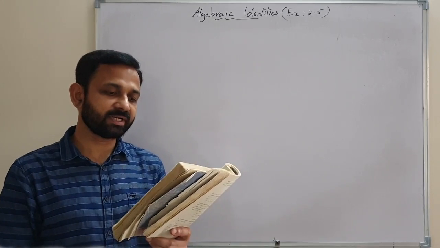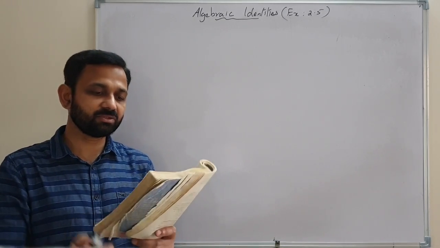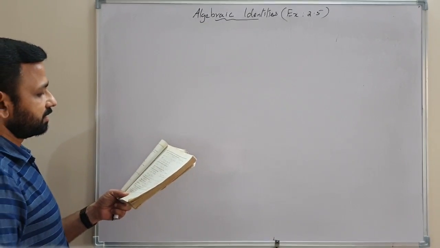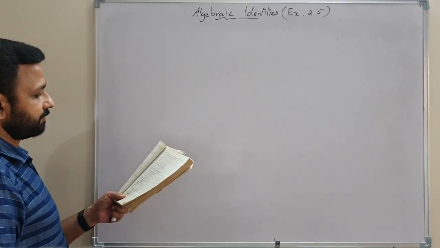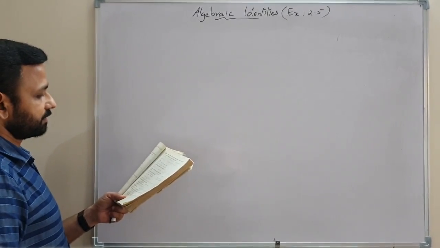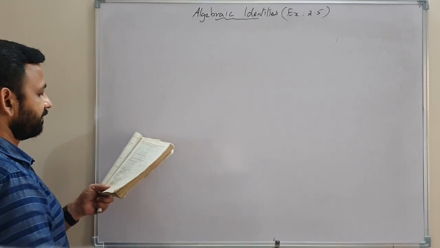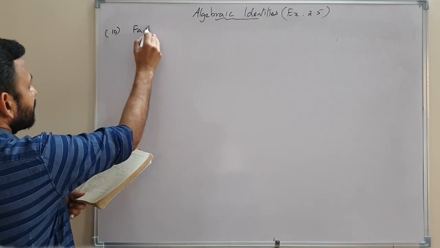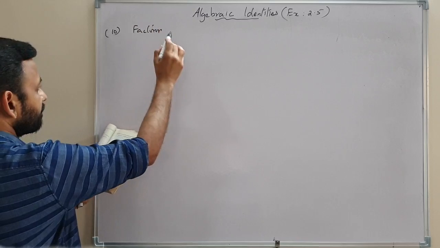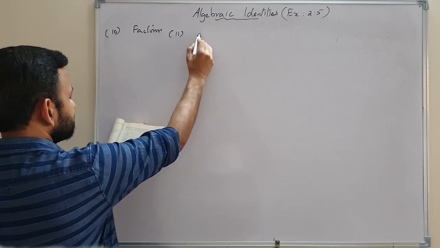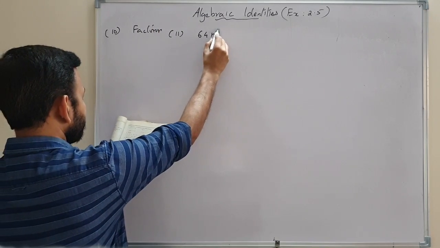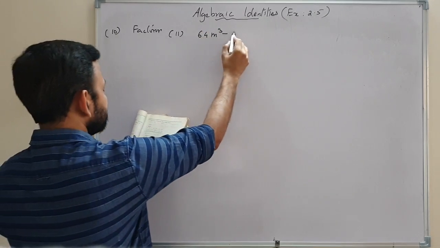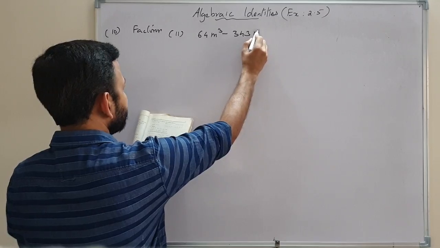Now we can do question number 10. Factorize each of the following. We have 2 parts. We will do the second part. Question number 10, factorize. Second part: 64m cube minus 343n cube.